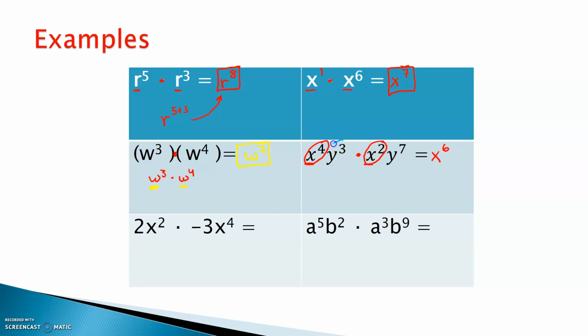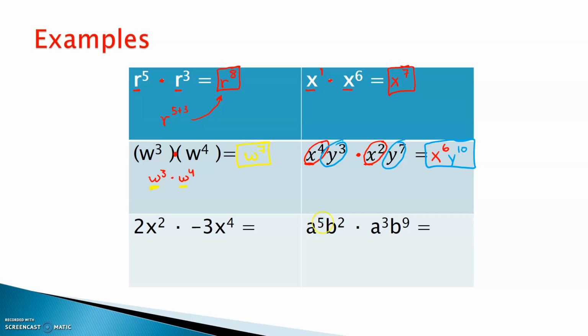Now let's move on to the next one. y to the 3rd and y to the 7th. That's going to give me y to the 10th power, and that is it. That is our final answer. I can't combine the 6 and the 10 because again, the bases are different. x's and y's cannot combine. Those are two different things. Okay, so I want you guys to try this one down here. Take a second. When you're ready, hit play.